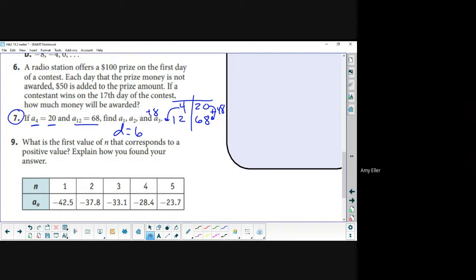I'm going to use that to go backwards. I need to know the first term. So the first term, I know that I'm going to have to go backwards. So I'm going to have to subtract 6. How many times to get from here to here? 3 times. So from 20, I'm going to subtract 6 3 times, which puts me at 2.